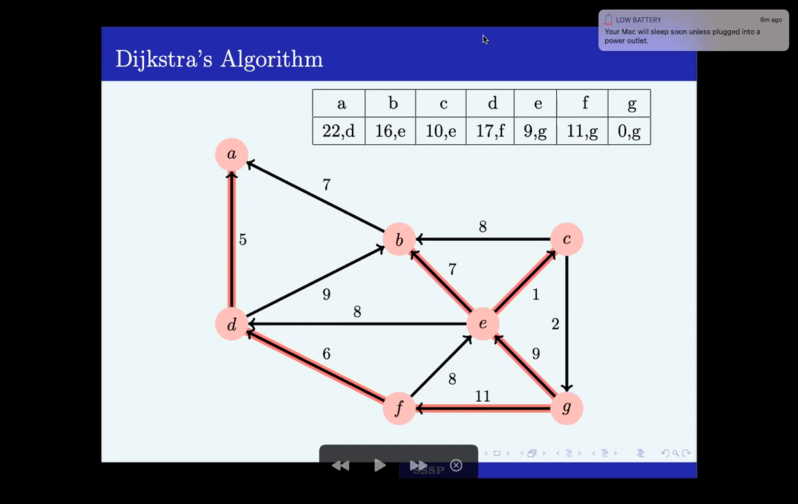Most important thing to remember is that it very much uses the fact that all the edges are positive. If all the edges are not positive, then this algorithm does not work.